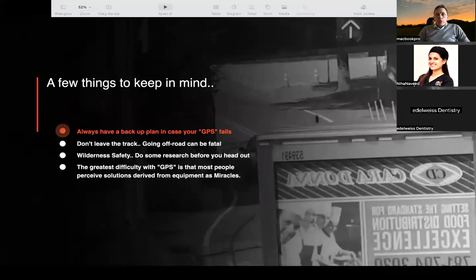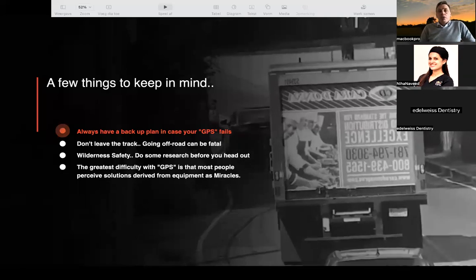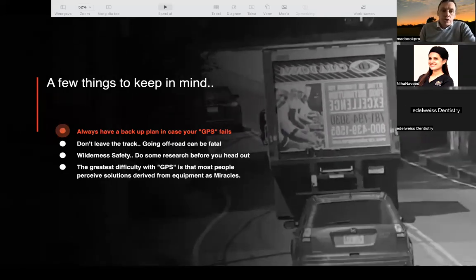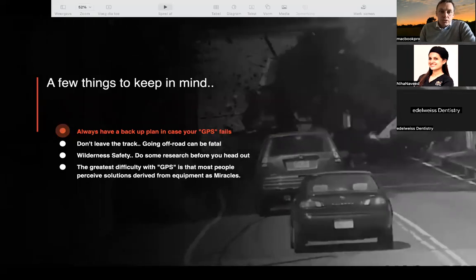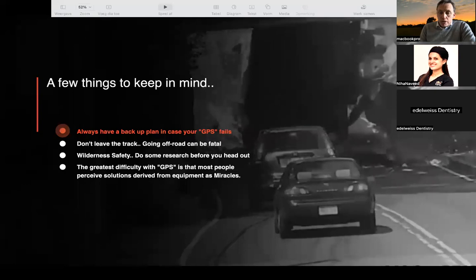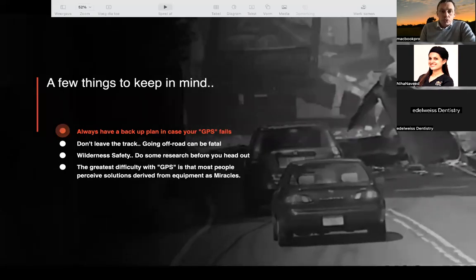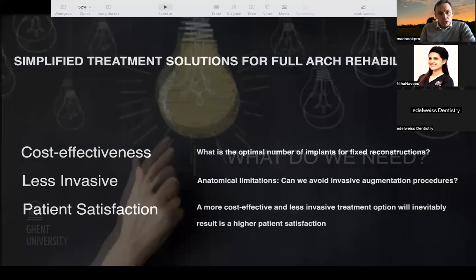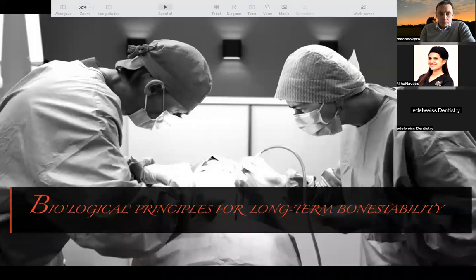A few things to keep in mind, even if you're going to do guided surgery: always have a backup plan, because if you don't have a backup plan and you have a failure, you can get this, like you see on the picture with the truck. Just be aware that you are the driver, you have the drill in your hand, and you have to know what you're doing. What do we want? We want simplified treatment solutions, something cost effective, less invasive, and giving the most patient satisfaction.